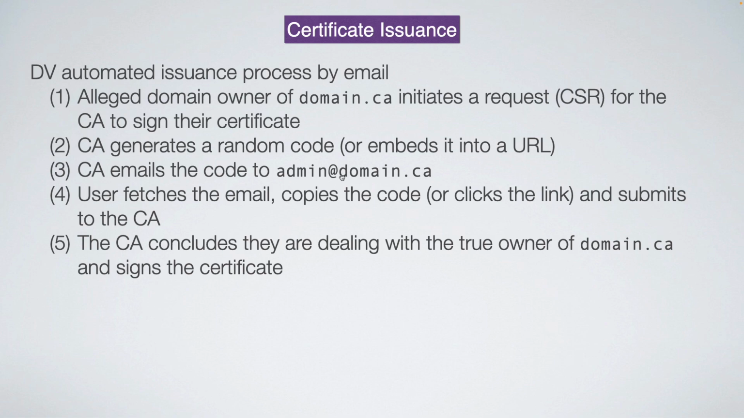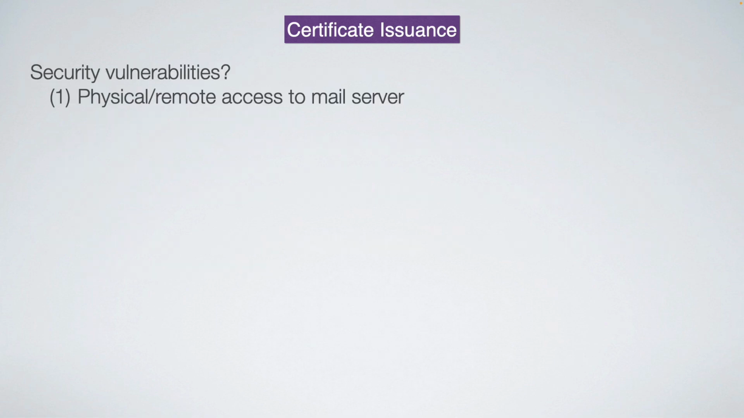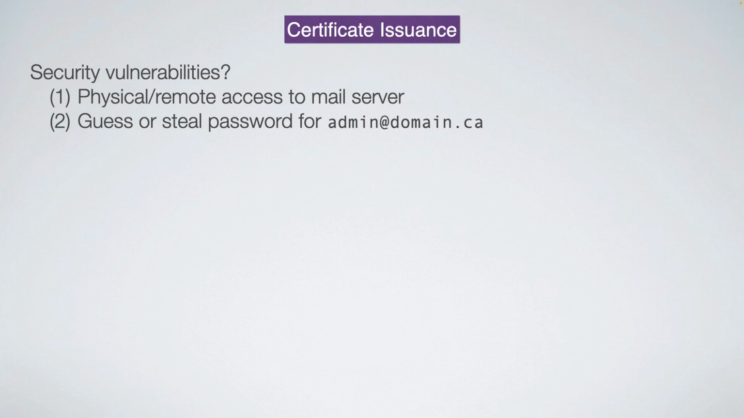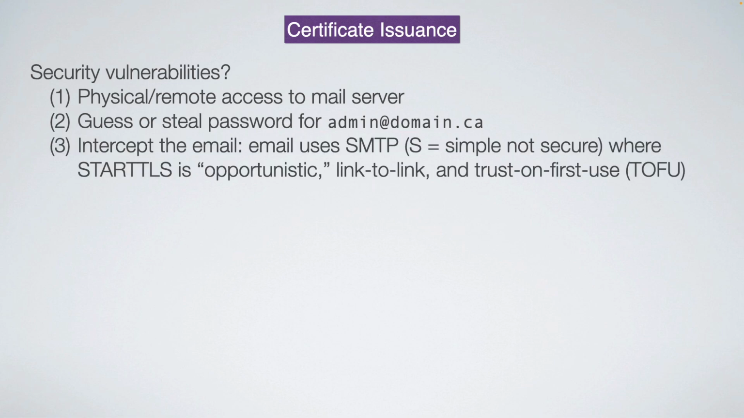Okay, any other weaknesses in this protocol? Okay, so I think we got most of them anyways. Let's think about it. If we get access to the mail server, we get access to the code, then we get a certificate. If we can guess the password and log into that account, then we can get the code and then get the certificate. If we intercept the email, and it's using the standard email approach, SMTP, then it is not encrypted in the same way that HTTPS is encrypted. It uses this trust on first use, link-to-link encryption.